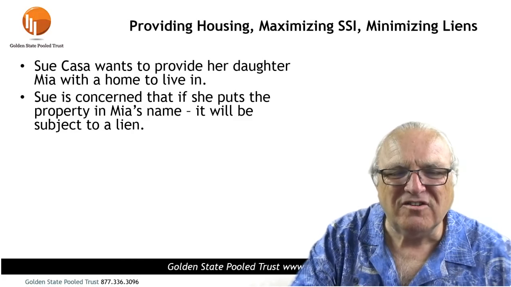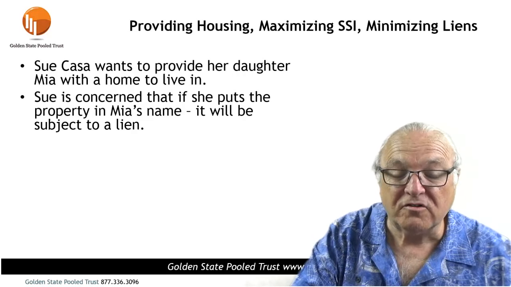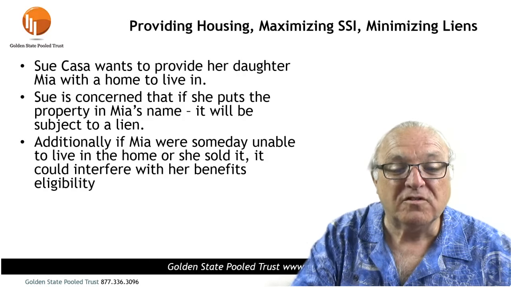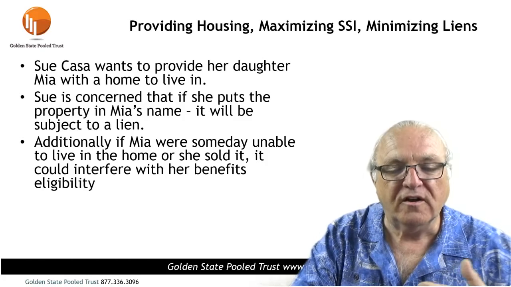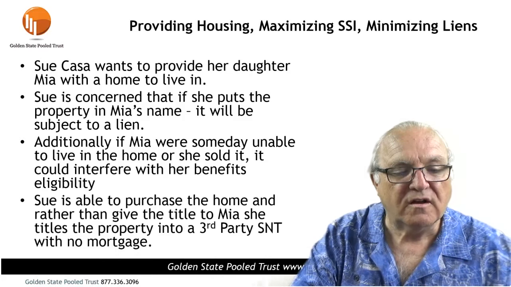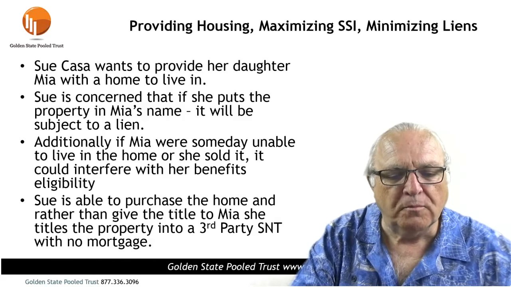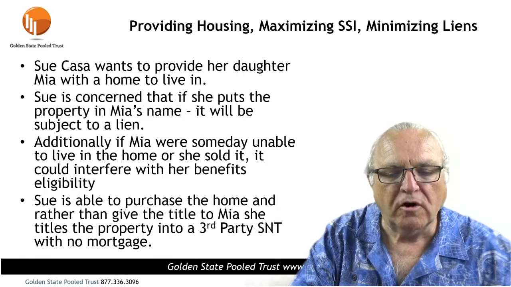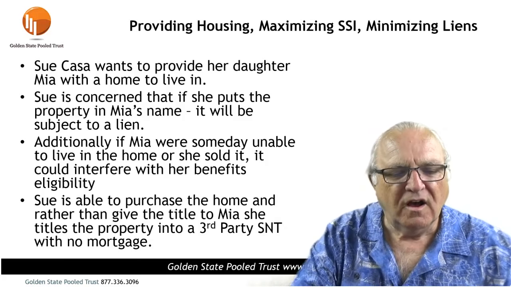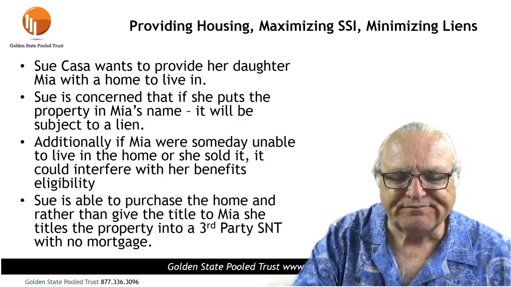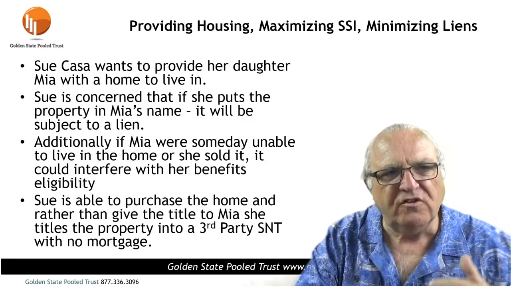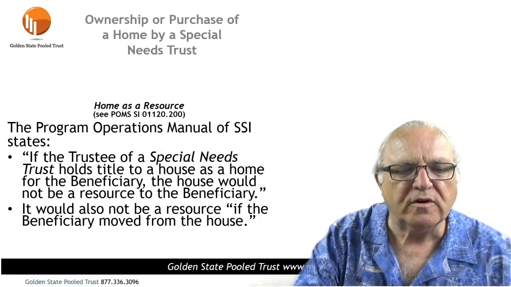In most cases, my suggestion when I'm doing planning is put the home in a special needs trust anyway. Here, partially because if Mia were someday unable to live in the home and it needed to be sold, we don't want it interfering with her eligibility for SSI, Medi-Cal, IHSS, and the like. Sue is able to purchase the home, and rather than give the title to Mia, she titles the property into a third-party special needs trust. Now, the reason I put in with no mortgage is that in most cases, once again, if you add a mortgage to this, it's going to really jump up the ISM numbers to something where this wouldn't work.